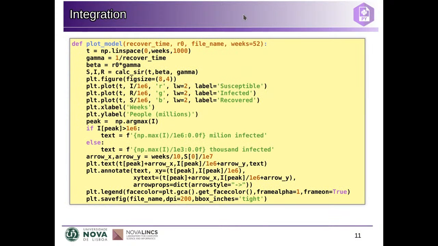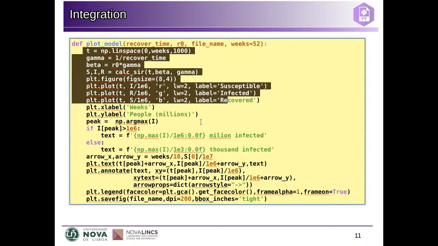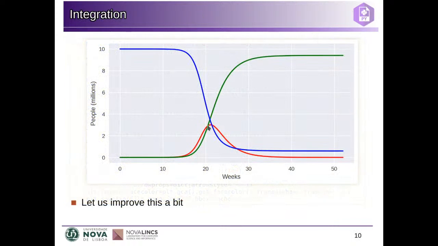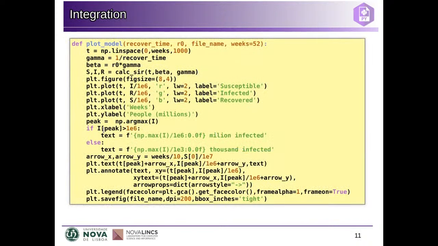Okay, we can improve this a bit. This is just to show you some things that you can do with plotting. This is what we already had. We do the plot, but now we can find the position of the peak by looking at the index of the vector I where the maximum is. So the peak will be the maximum of the number of infected people. And now we can check to see if it's more than 1 million or less. So if it's more than 1 million, we will put it in units of million people. If it's less than 1 million, we will write in thousands of people.